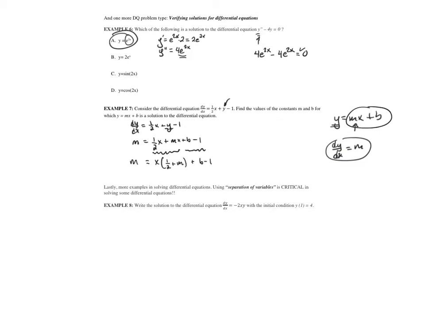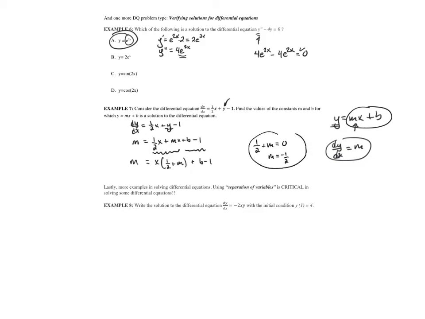So here's the thing. X is our variable, right? That's changing. It's what you're plugging in numbers for. This left side has no x's in it. So that means the right side should have no x's in it. And the only way that this quantity of x's is going to turn out to be 0 is if 1/2 plus m turns out to be 0. And of course that means m equals negative 1/2.